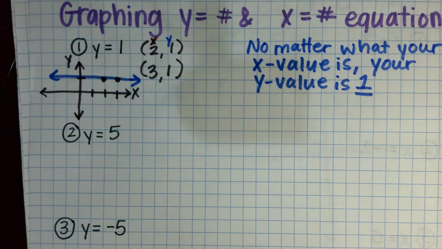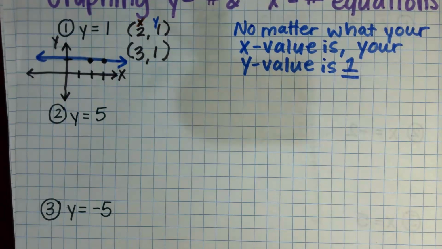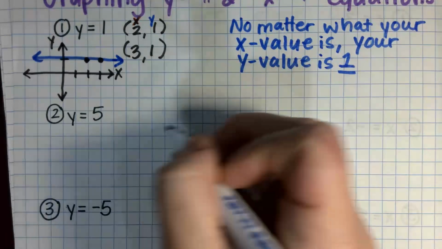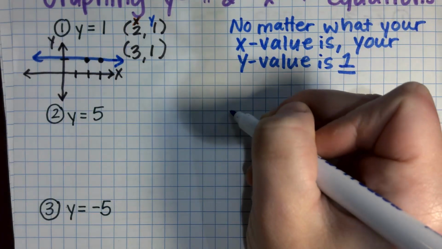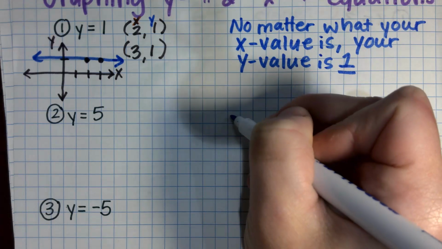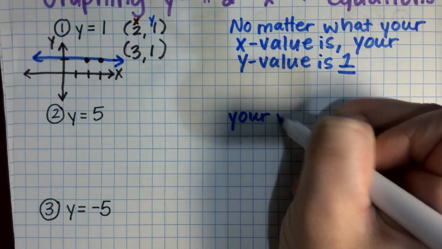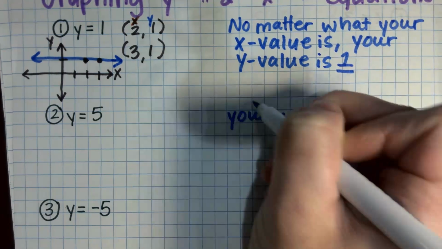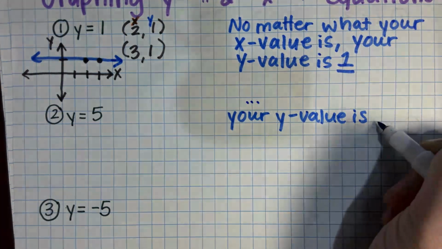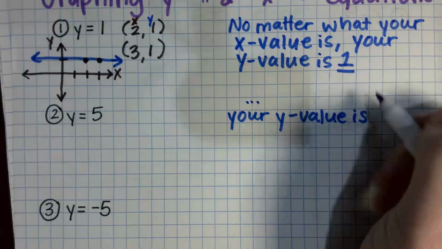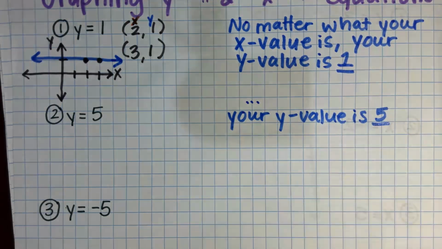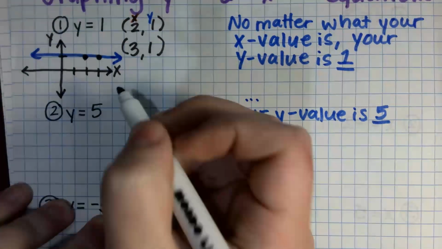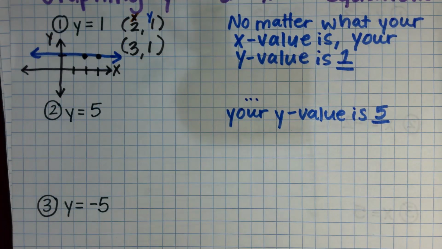Okay, let's look at number 2. Number 2 is going to be super similar. So same thing, whatever your X value is, your Y value is 5. It tells us right there, our Y value is going to be 5 for this equation. So let's come up with 2 points, 2 coordinates.